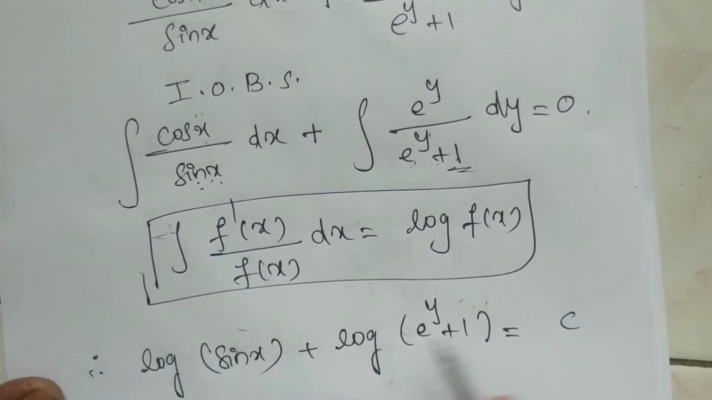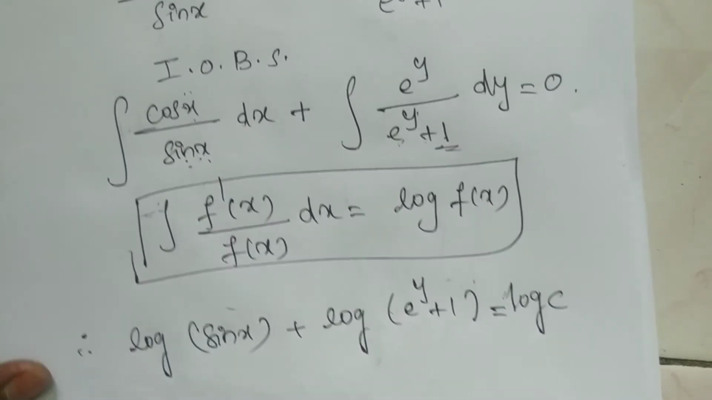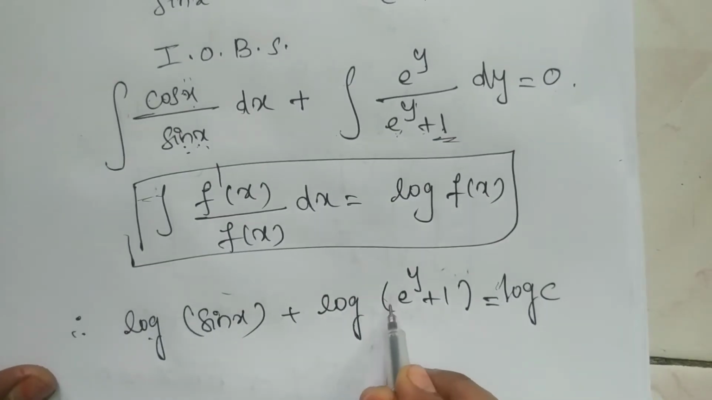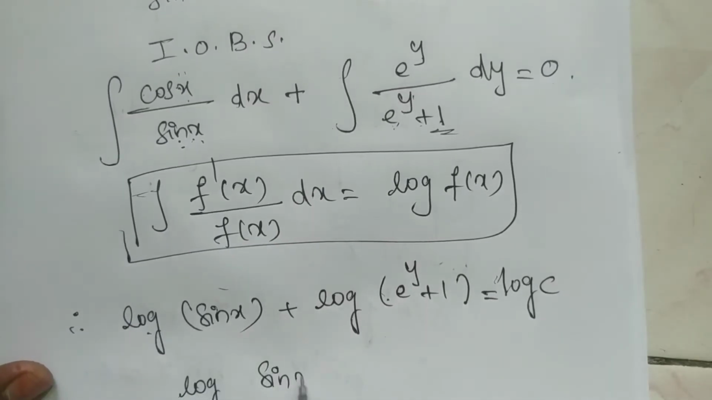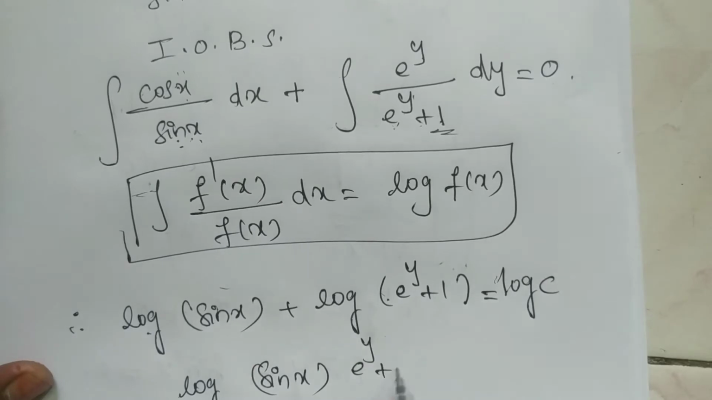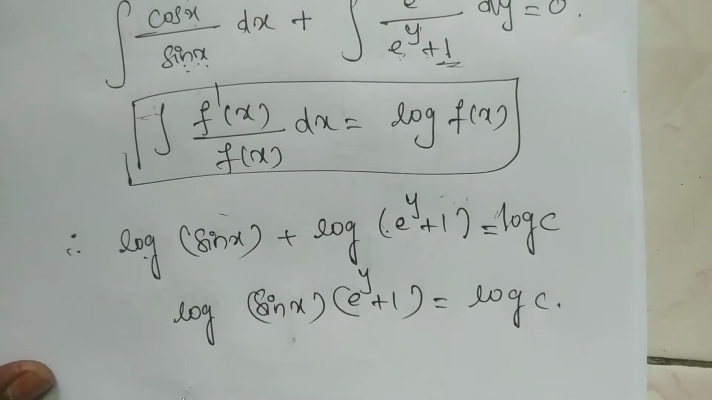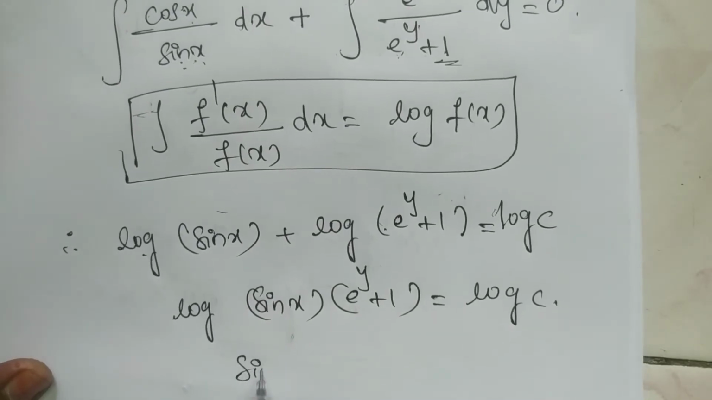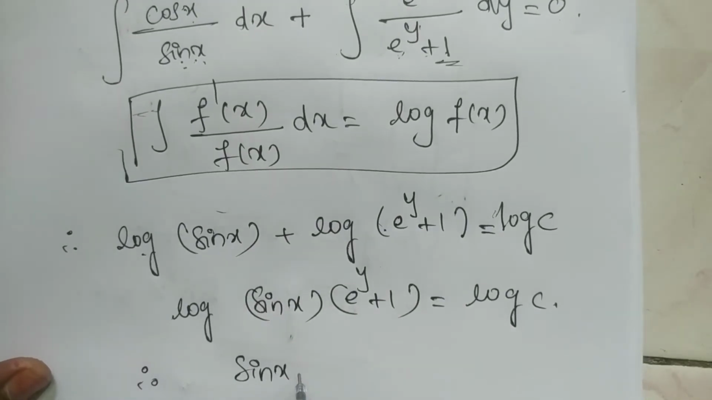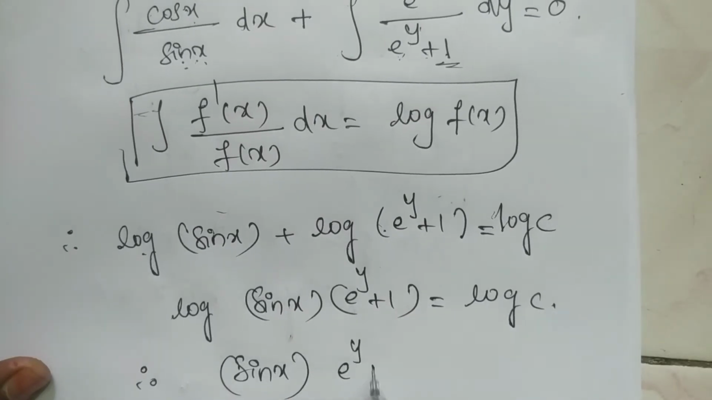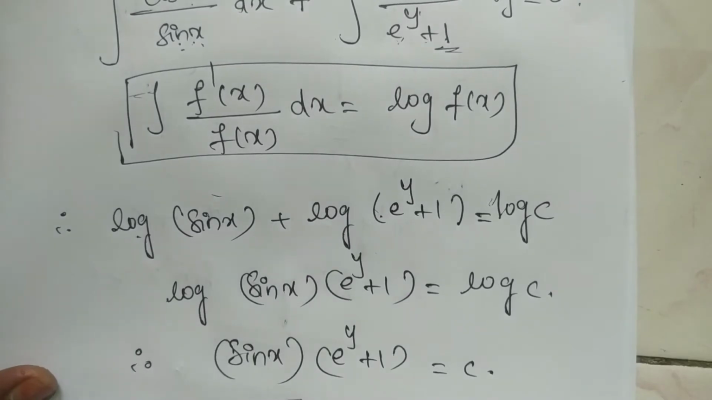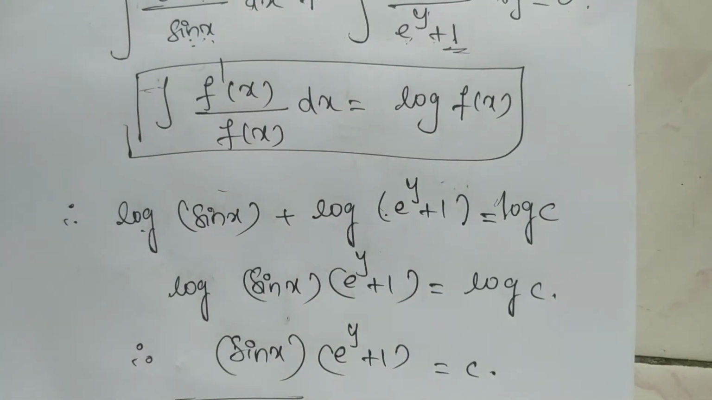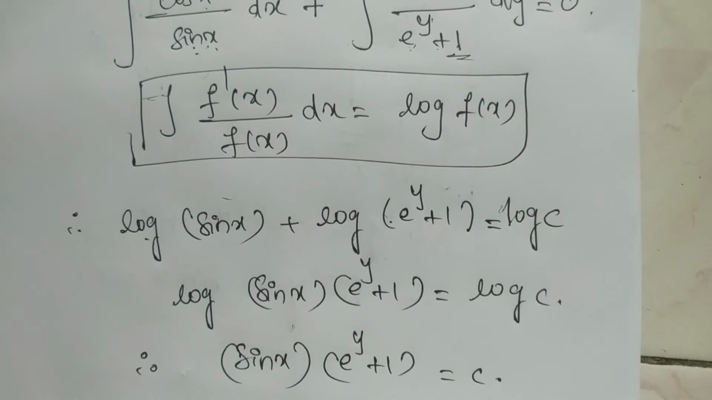Here I am taking the constant as log c. Therefore log a plus log b equal to log ab. So that can be written as log of sin x into (e power y plus 1) equal to log c. Both sides log will be cancelled. Therefore the general solution is sin x into (e power y plus 1) equal to c. So this is the general solution of the given problem.